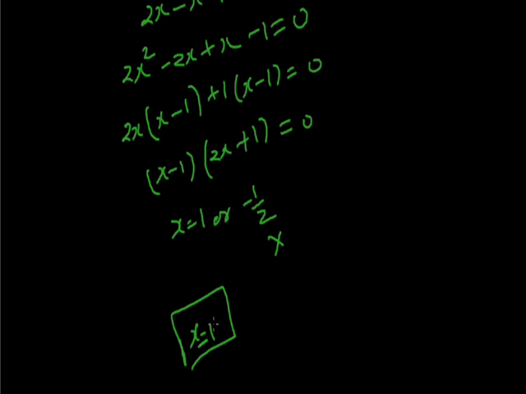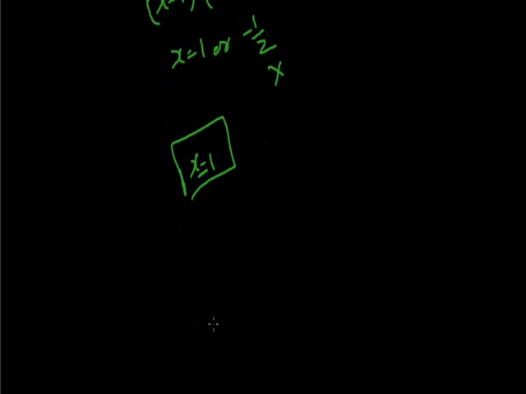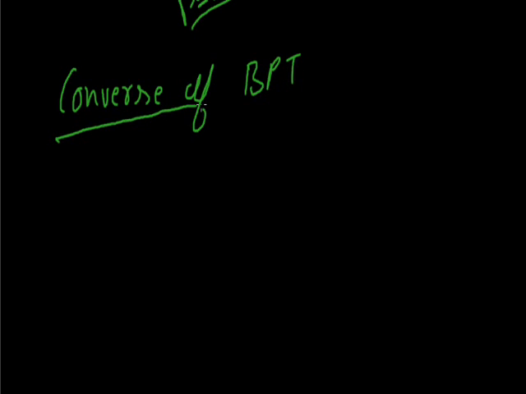Now we see the converse of the basic proportionality theorem. So what will be the converse? The statement is that if a line divides two sides of a triangle in the same ratio, then this line is parallel to the third side.